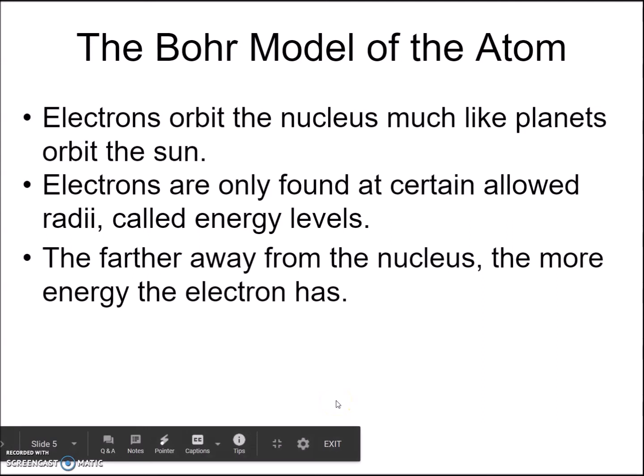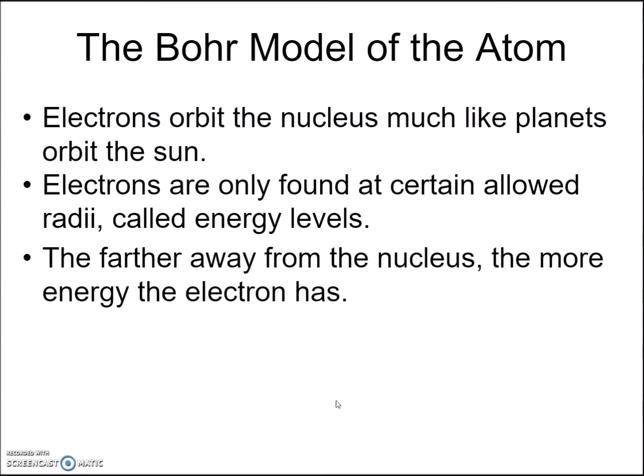The farther away from the nucleus, the more energy the electron has. So if you're starting out near the nucleus, that's the lowest energy level. And then if you go certain allowed orbits outward, you're gaining energy.